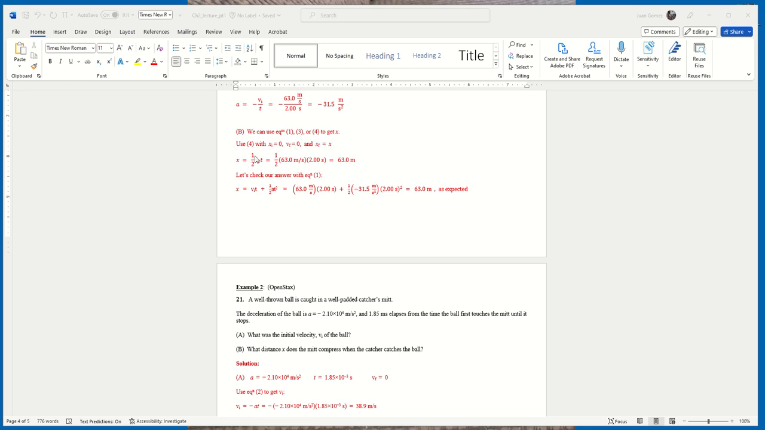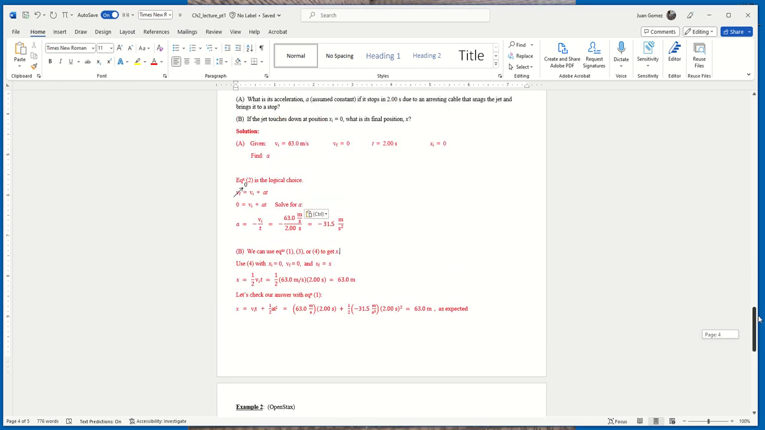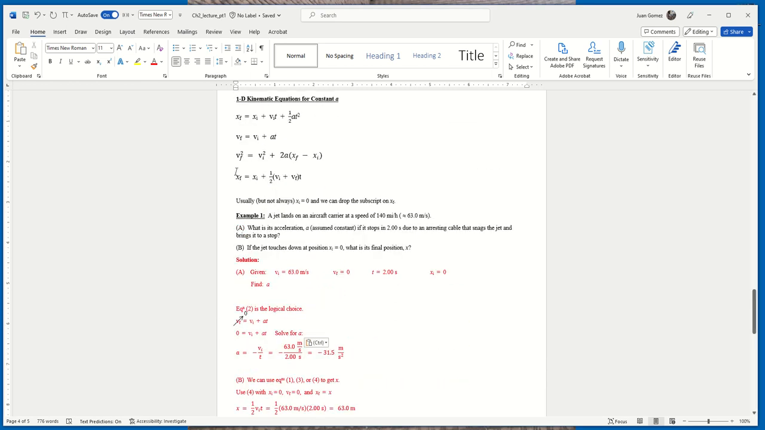I'm going to use 4. And remember, xi is 0. We know vf is 0. And we're just calling x final, just calling it x. Why use confusing subscripts if we don't need them? So let's look at equation 4. And that's the general equation. xf is equal to xi plus 1 half parentheses vi plus vf times t. But xi is 0, so that goes away. Vf is 0, so that goes away. And so x is just 1 half vi times t.